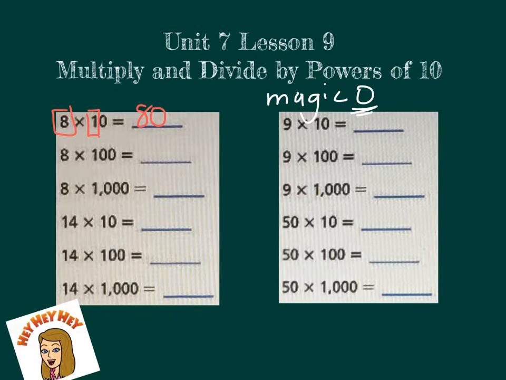So then 8 times 100, you look at the front numbers, 8 times 1 is 8. 2 magic zeros in the problem, so you need 2 in your answer, 800. Then 8 times 1,000, you get it, will be 8 plus 3 magic zeros, 8,000.